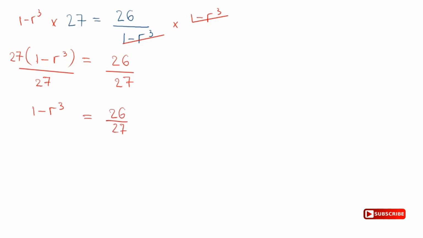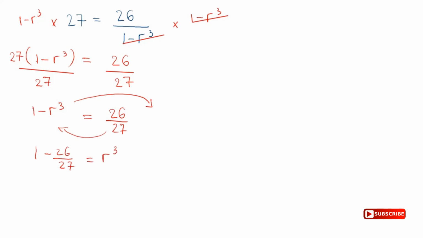And then you just simply solve for your r to the power of 3, okay? So I'm going to make this simple by just taking it to that side, okay? So it's going to be 1, and then take that to the other side, minus 26 over 27 is equal to r to the power of 3.